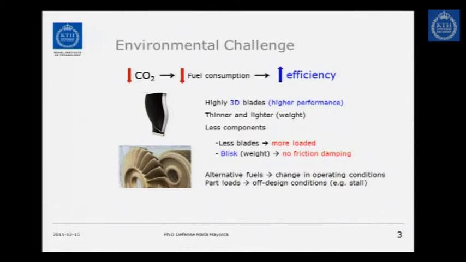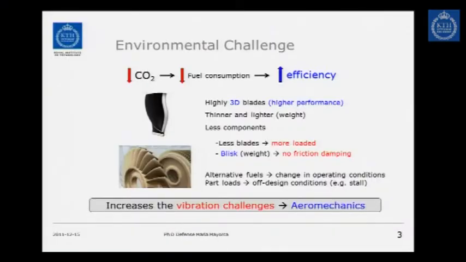And also there's the introduction of a new structure, which is called the blisk, which is an assembly formed from the discs to the blades together. So from one complete piece, you get all the disc and the blade, which means there is no friction damping. And this you will see is very important for the vibration.